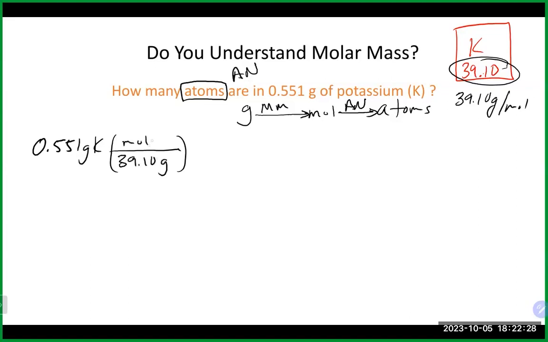The moles of potassium will go up on top. If we stop our calculation right at this point, we are in moles of potassium, which is halfway there. We got to here. So now we need to take it the rest of the way using Avogadro's number, which again is 1 mole is 6.022 times 10 to the 23. And in this case, it would be atoms.